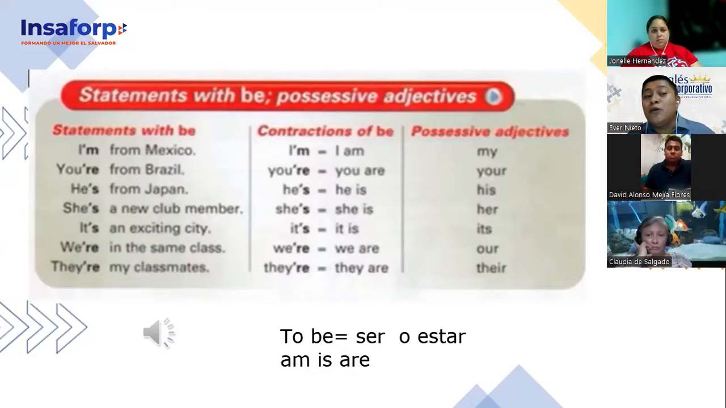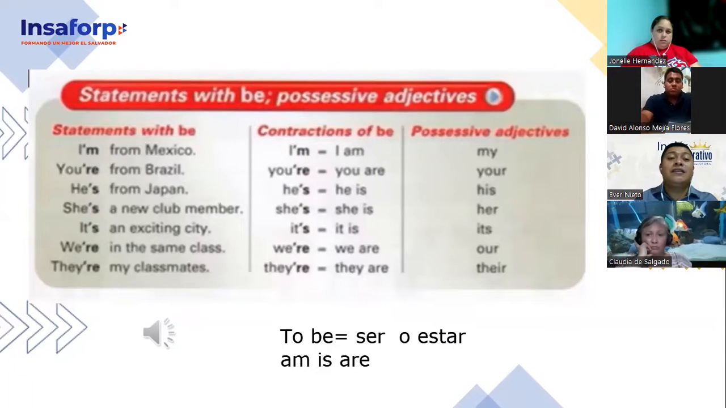Any other volunteer to read the statements? Las oraciones, please, están de este lado. Any volunteer? Thank you, David. Thank you so much.